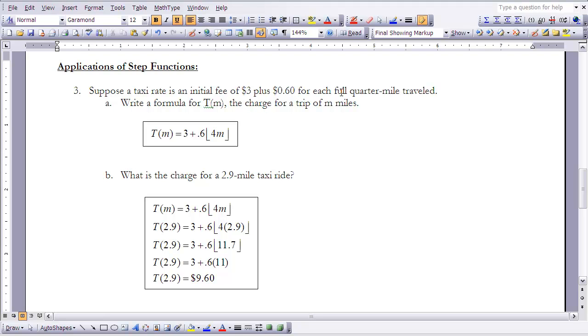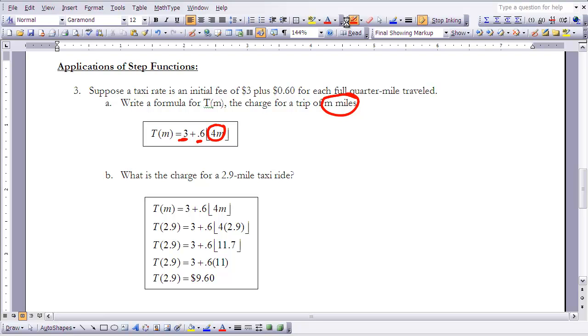I'm going to start by saying that no matter what, they're going to charge me $3. Then they charge me 60 cents for each quarter mile. If M represents the number of miles, each mile is 4 quarter miles, so I'm going to use 4M as the value that I'm always rounding down. It has to be a full quarter mile before I get charged that 60 cents, so it rounds down to the nearest quarter mile. This is the function I would want to use.